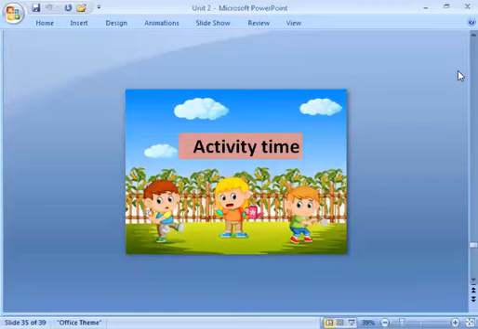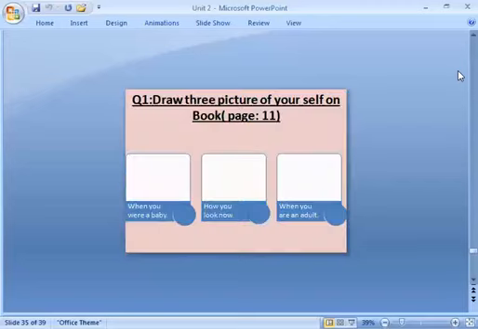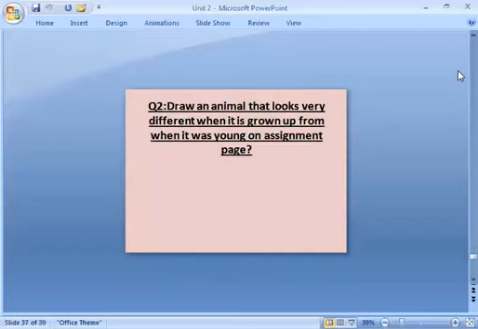Students, now it is activity time. Draw 3 pictures of yourself on book, page number 11. When you were a baby, how you look now, when you are an adult. Students, draw an animal that looks very different when it is grown up from when it was young on the assignment page.